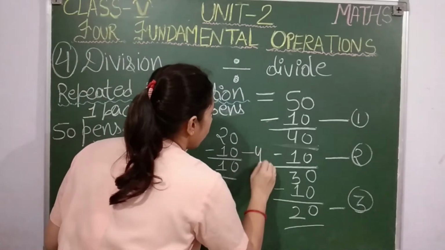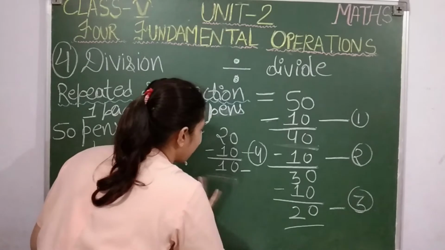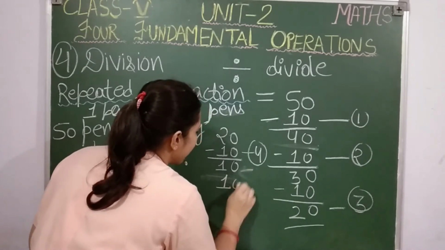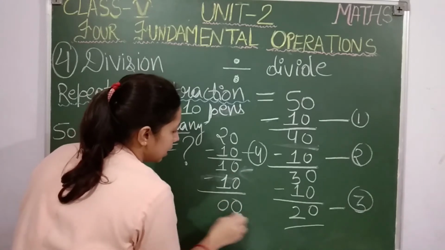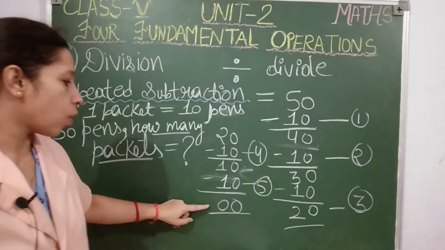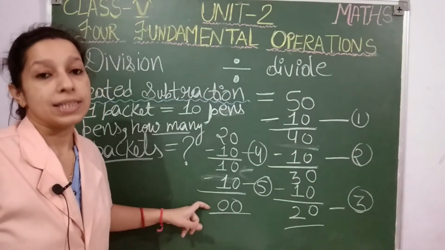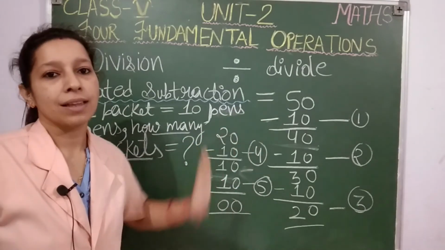Okay, so for these 10 pens again I will take one packet and I will keep these 10 pens in that packet. Now 0 minus 0 is 0, 1 minus 1 is 0. See students, what is the answer with us now? 0, isn't it? That means we have kept all the 50 pens in the packets.